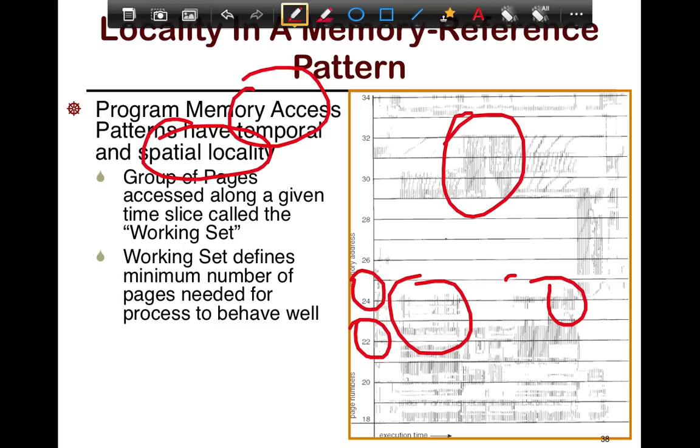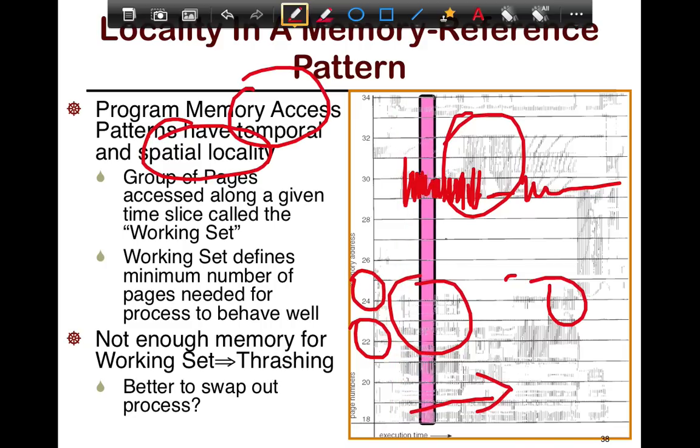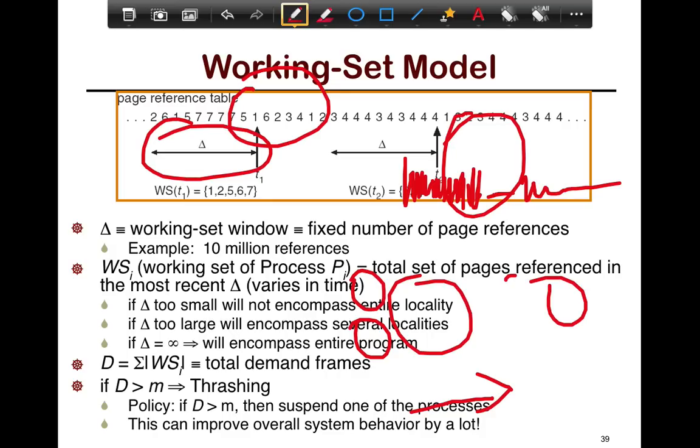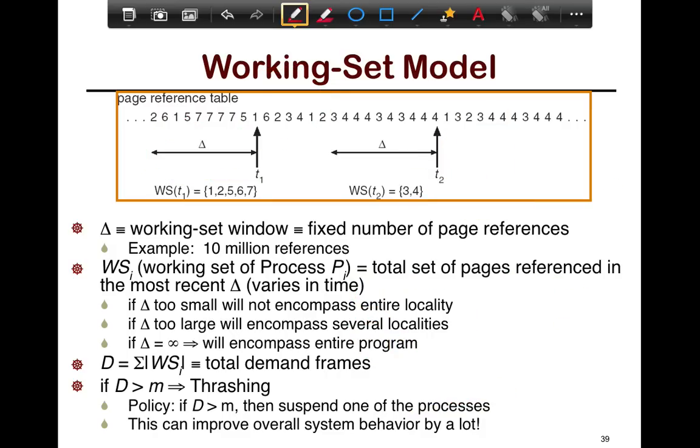And if you look at each page itself, for example page 30, it's likely to be accessed in a nearby time window, in this case execution time. Then it's not accessed for a while, and then it's again accessed together. This is known as locality. Working set essentially defines the minimum number of pages needed for the process to behave well. If you do not have enough memory for the working set, this leads to thrashing, and it's better to swap out a process. So let's look at what the working set model itself is.